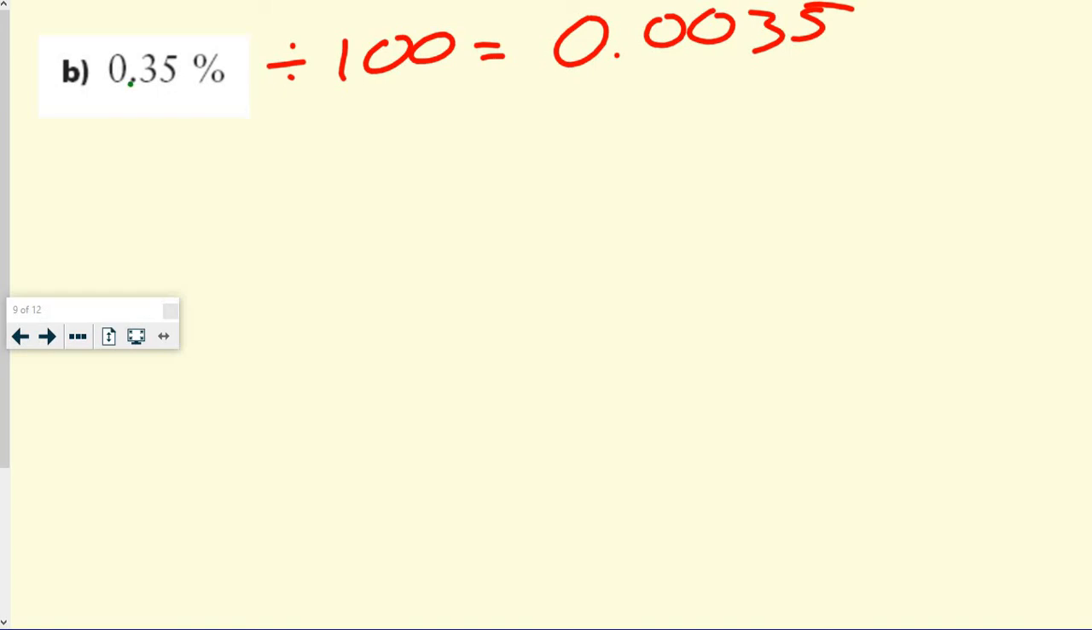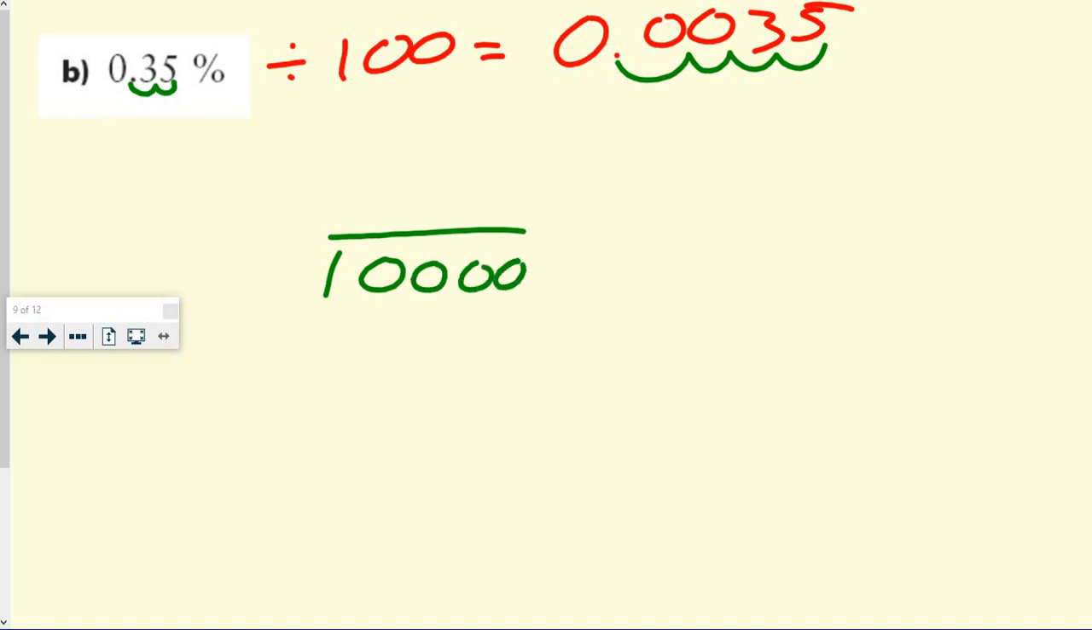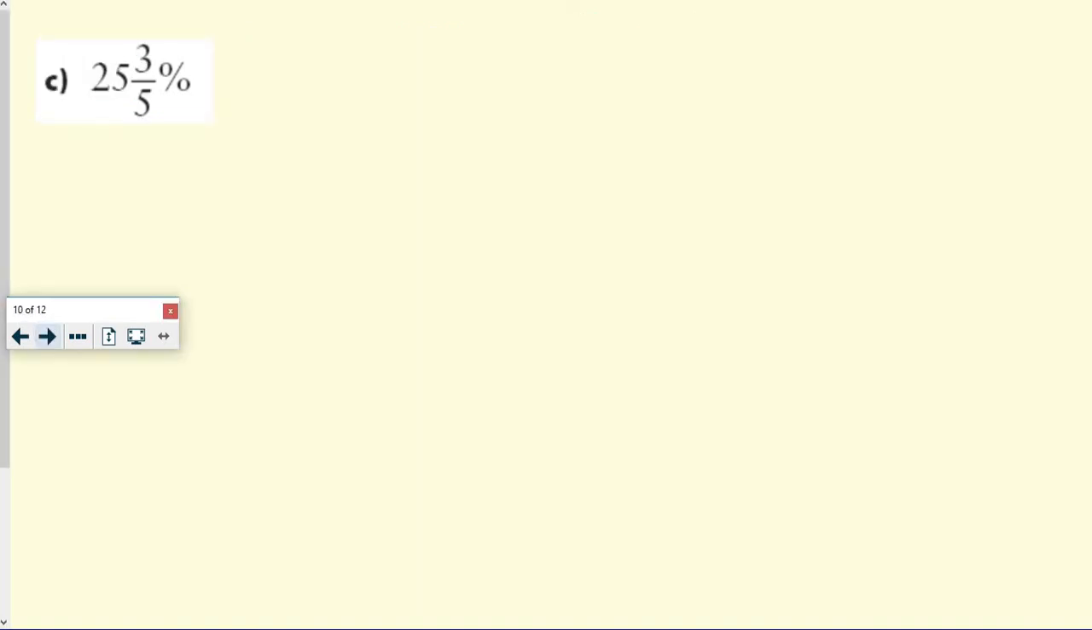0.35% divide by 100 equals 0.0035. We move it 2 times, right? That's what happens here. So when we go 1, 2, 3, 4. Did I make a mistake on that last one? No, I'm good. 1, 2, 3, 4. So we know that it's going to be over 1, 2, 3, 4. It's going to be 35 over 10,000. You guys can put that into lowest terms.